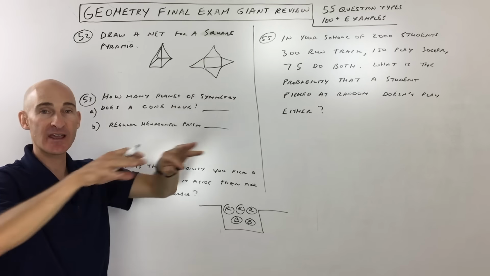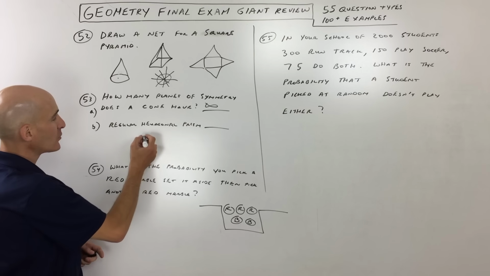Okay, number 53, it says how many planes of symmetry does a cone have? Okay, well we know what a cone looks like, right? And symmetry means it's the same. So if you take a plane and you cut through this, how many ways can you cut through it in such a way that each side is a mirror image of the other side, right? Well, if you think about looking at a cone from above, from the sky, you could cut it like this right through the vertex. You could cut it like this, like this, like this, an infinite number of ways. So in this case, there's an infinite number of planes of symmetry.